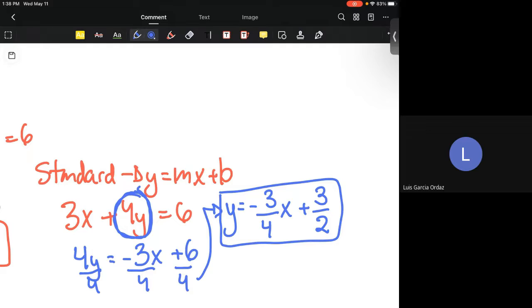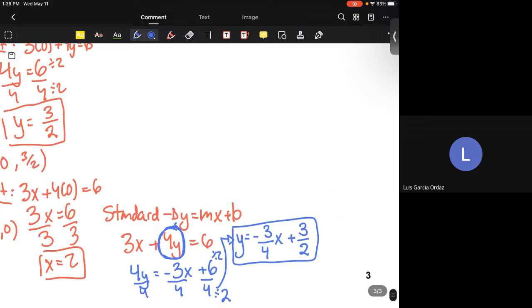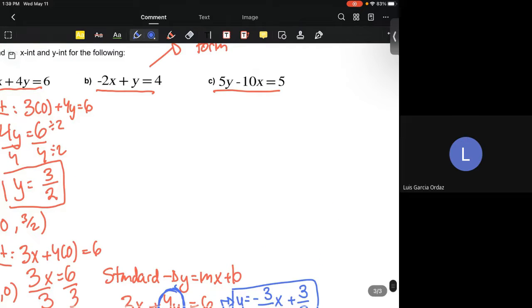So I was left with y is equal to negative 3 over 4x. And because we had 6 over 4, I was able to simplify that into 3 over 2 because you can divide each of these by 2. So now you guys can try B and C on your own. I'll come around and check it. And then after that, you are going to work on the worksheet.